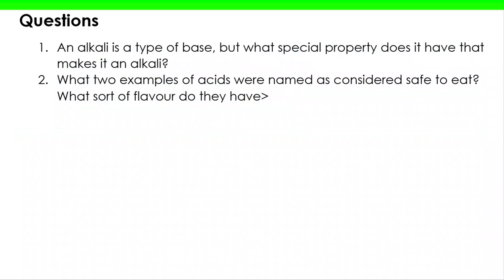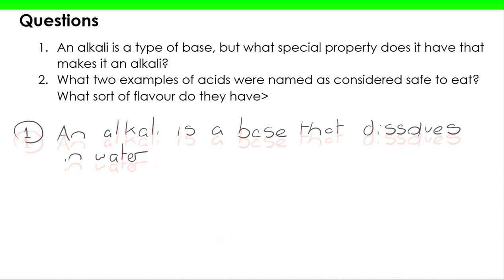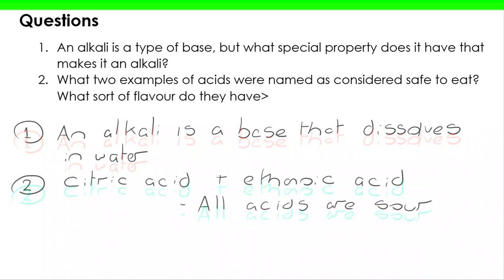So an alkali is a type of base, but what special property does it have to make it an alkali? Well, as we've already discussed earlier in the video, it's a base that will dissolve in water. What examples of acids were named and what flavour did they have? There were two that were mentioned within the information provided. That was citric acid, which you find in citrus fruits like lemons, and ethanoic acid, which is the chemical name for vinegar. And if you think about the flavours of both of those, they are sour.